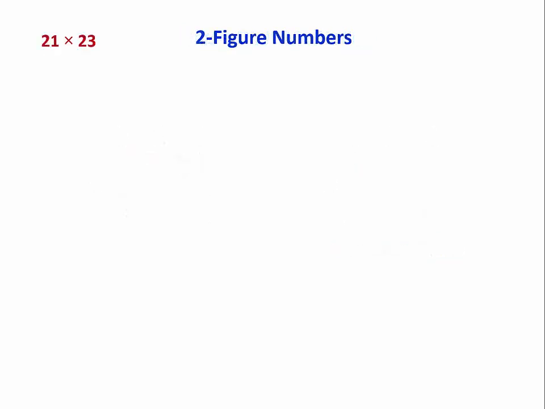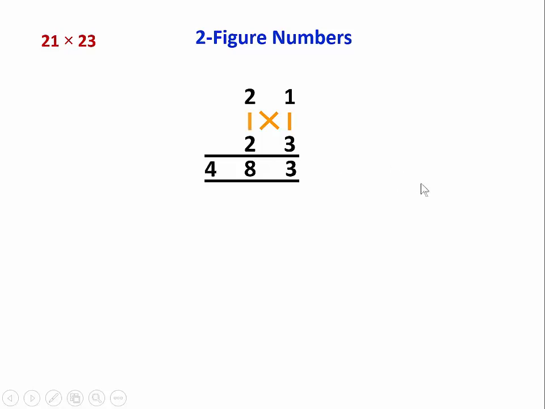Now here comes the usual vertical crosswise vertical pattern if we've got two two-figure numbers, like say 21 times 23. We could do this by multiplying vertically on the right. 1 times 3 is 3. Then we multiply crosswise like this. So we have 2 times 3 is 6, and 1 times 2 is 2, and 6 and 2 is 8. And then vertically on the left, 2 times 2 is 4. We get 483.